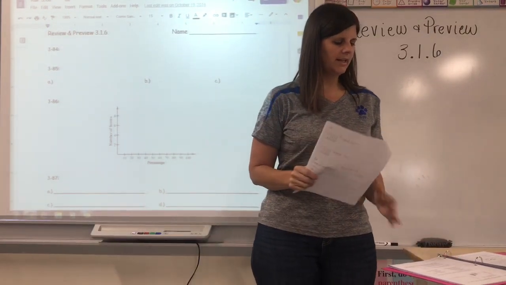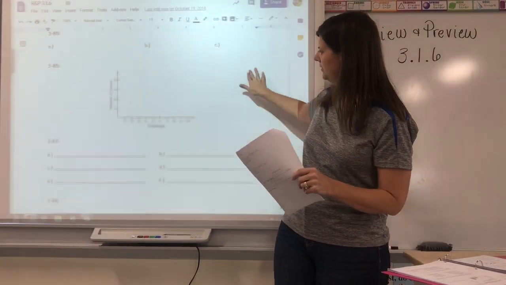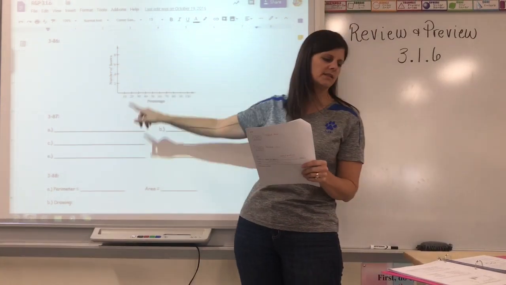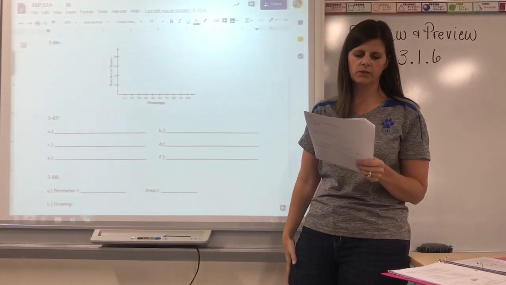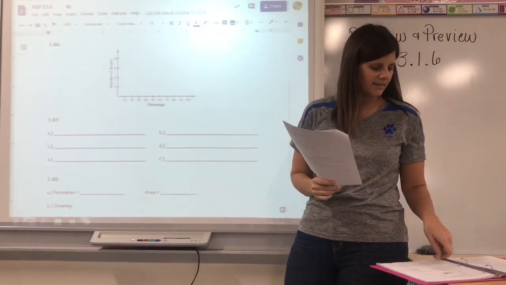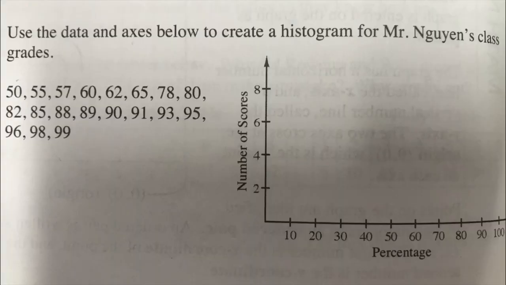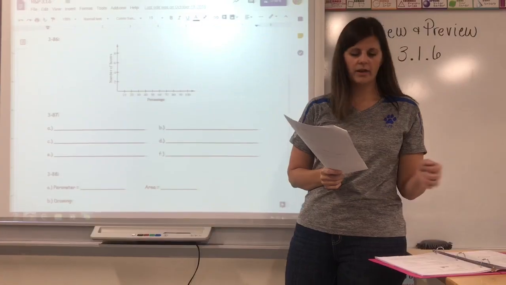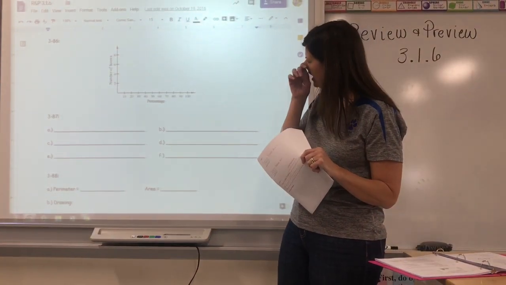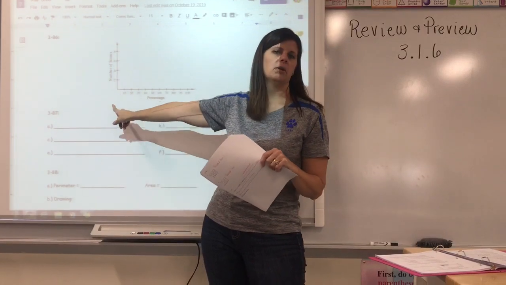For question 86, we have this set of axes set up here. It's already on your answer sheet for you. And we have to take the data that's in the question and turn it into a histogram. The nice and helpful part about the data is that the numbers are already in order from least to greatest. So if we're going to create our histogram, we need to decide what each bin represents.